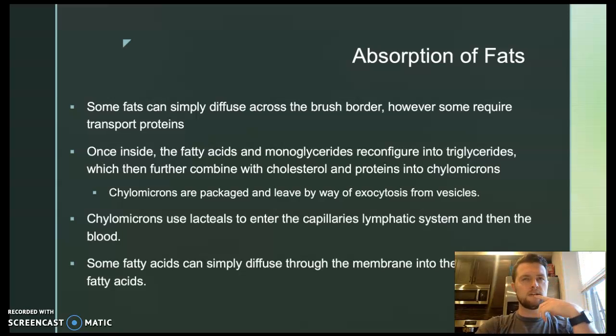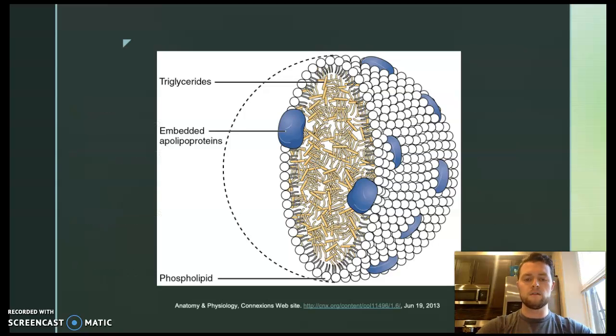Some fatty acids, if sufficiently short, can simply diffuse through the membranes into the blood, and they circulate as free fatty acids. And this slide simply shows the structure of a chylomicron, which again is a packaged complex of proteins and lipids that travels throughout the body so that cells can take and use its components.